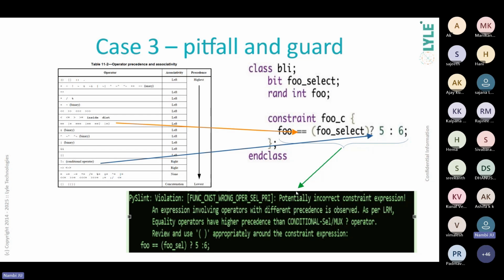Again, you should use proper brackets like this, so the precedence is taken care of. PySlint highlights a violation. It says improper constraint expression. So please review the use of brackets so you have the proper validation of the expression.